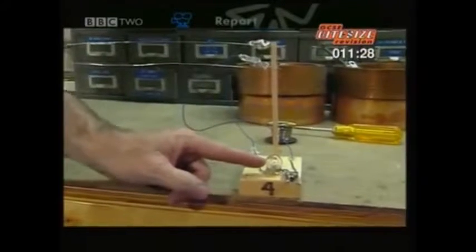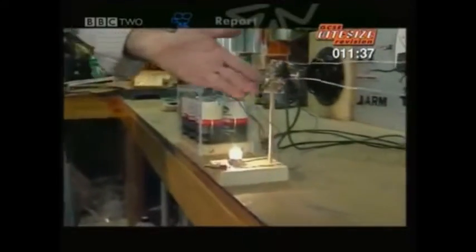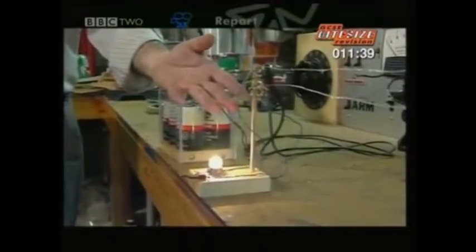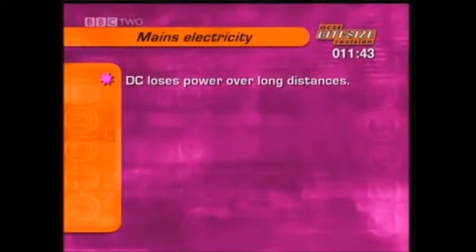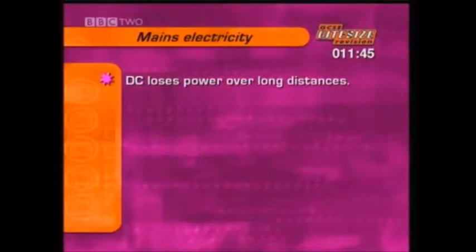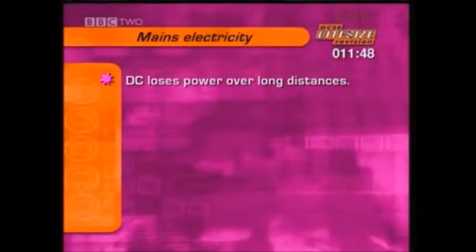Where has this electricity gone? It has gone in the form of heat, heating the electrical lines themselves. Therefore, the electricity is not available to the end user on a long line. So the problem with DC supply is that it loses power over long distances.